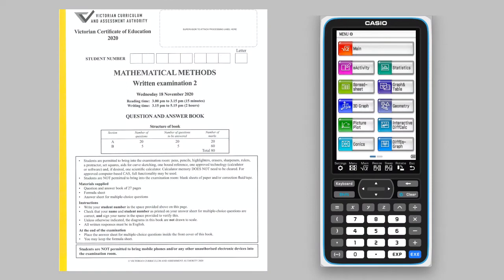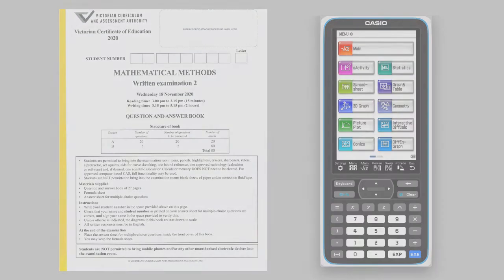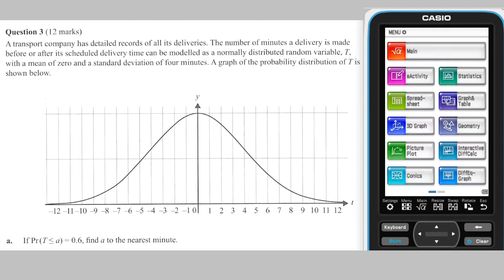This video will present solutions to the VCE 2020 Mathematical Methods Written Examination 2, Section B, Question 3. This question involves the distribution of t, the number of minutes late or early an item is delivered. T is modelled by a normal distribution with mean 0 and standard deviation 4 minutes.